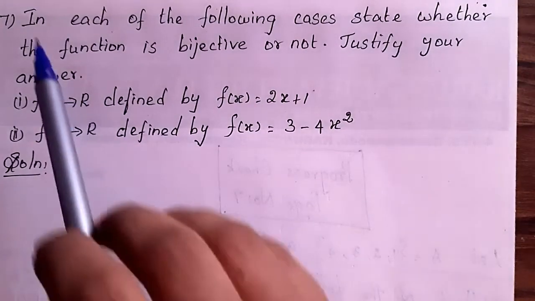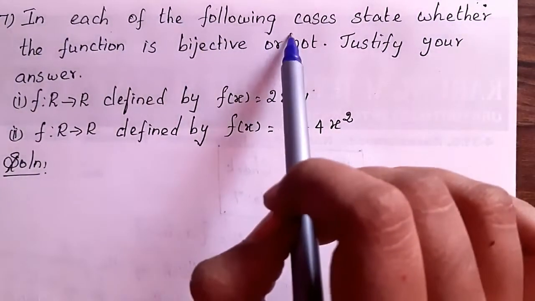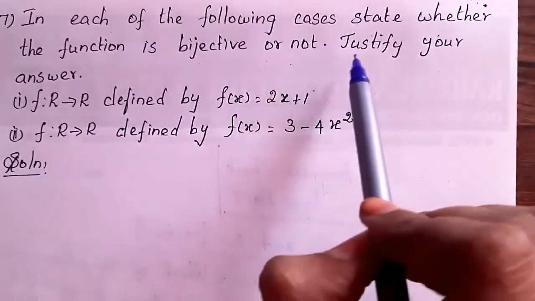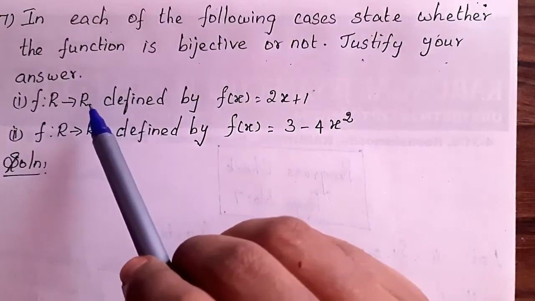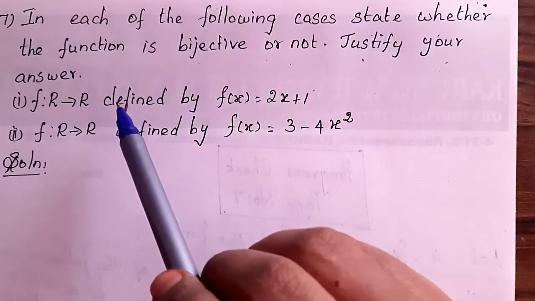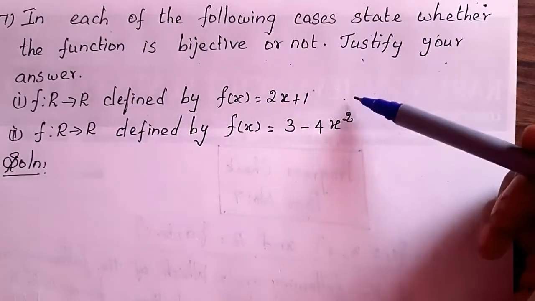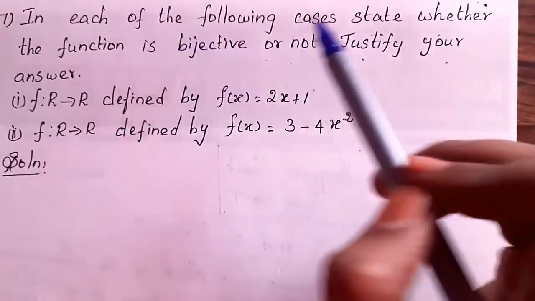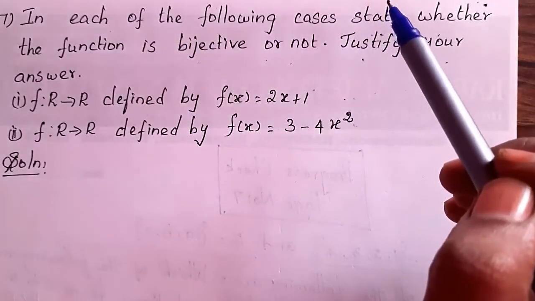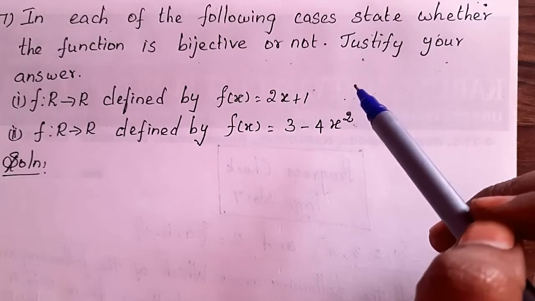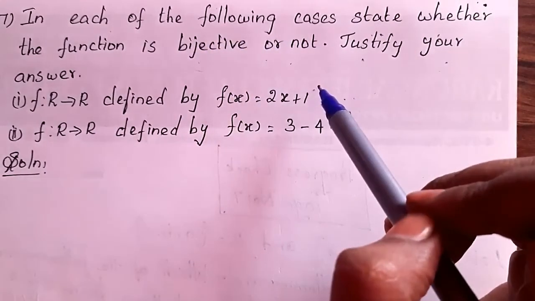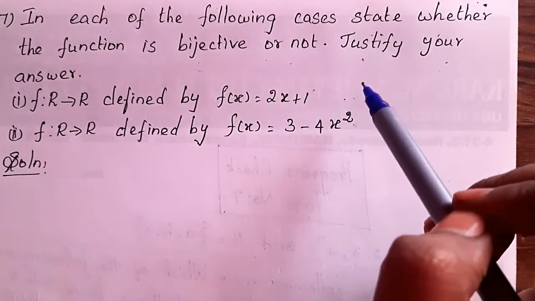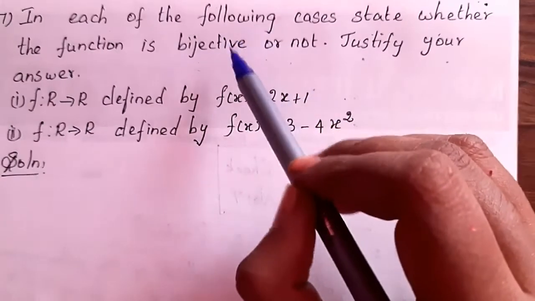Seventh question. In each of the following cases, state whether the function is bijective or not. Justify your answer. So you have to find whether these two are bijective or not. When can we say it is bijective? If a function is one-one and onto, you can say that it is bijective. That means the function should satisfy both conditions. It should be one-one, and also it should be onto. Then we can say that it is bijective.